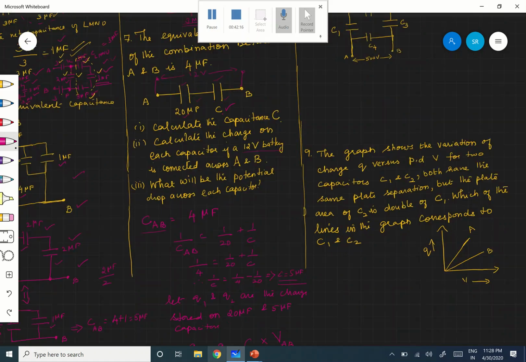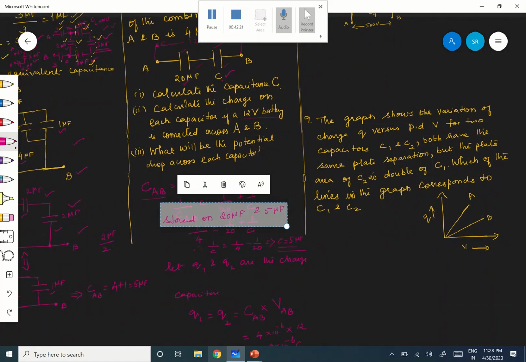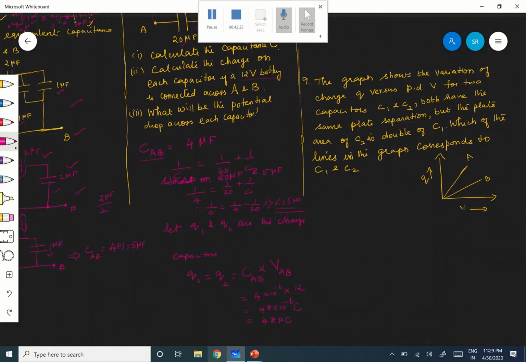Therefore, you will be getting here CAB into VAB, that is nothing but the total charge stored, which is equal to the charge on individual capacitors when they are connected in series. Very, very important. Okay, right. Next, one more is there now.